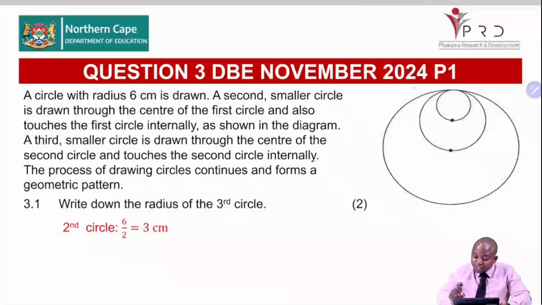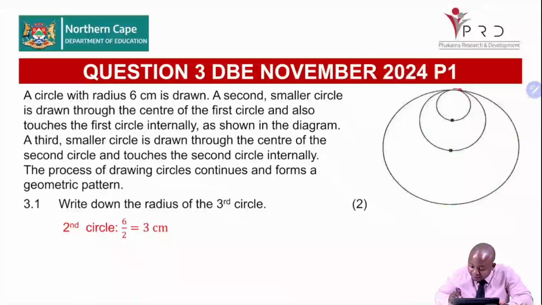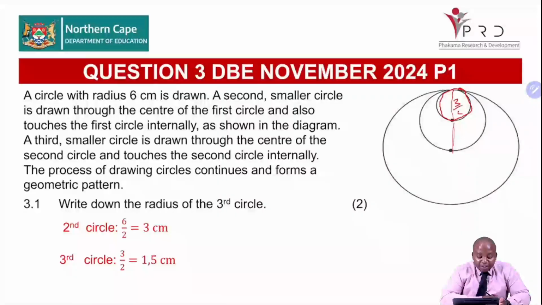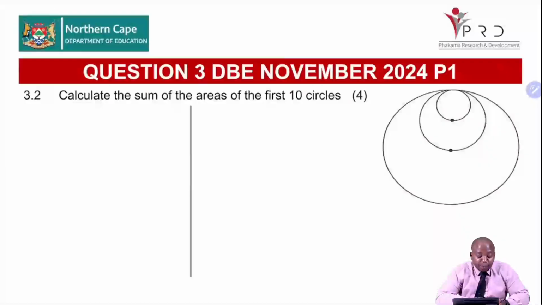So what do we see here? For the third circle, that radius from here to there is 3. It becomes the diameter. Then what is going to be the radius of that third circle? It is going to be 3 divided by 2. Then the radius of the third circle is going to be 3 over 2, which is 1,5. The answer is 1,5 for those 2 marks. Now let's look at 3.2.